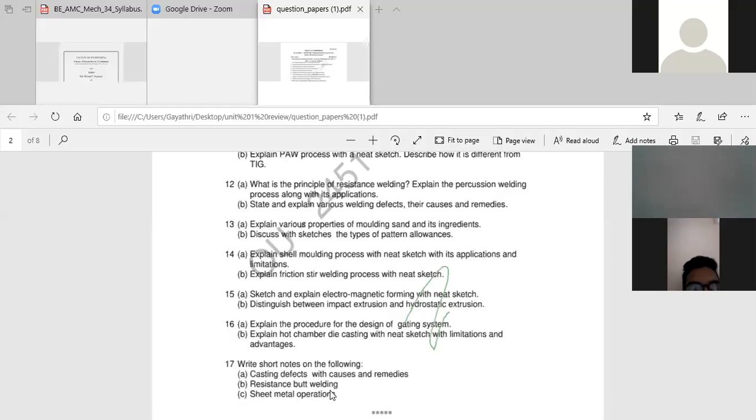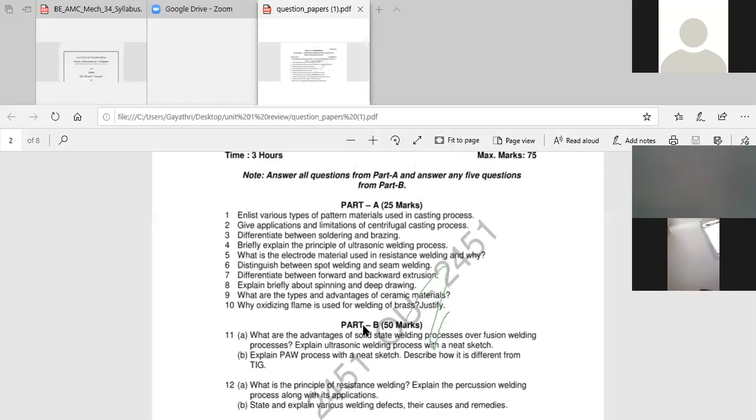Then what are the other questions? Yes, 13th question, all of you see: Explain the properties of molding sand. It is again repeated. The 5 different properties, please remember them. Then 13th B: Discuss the sketches of the types of pattern allowances. Please write shrinkage calculations also. We had done one experiment in the lab. Shrinkage allowances, draft allowances, all those, please write the mathematical equations also. Then we'll see the short answer questions.